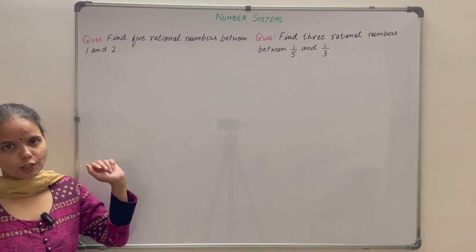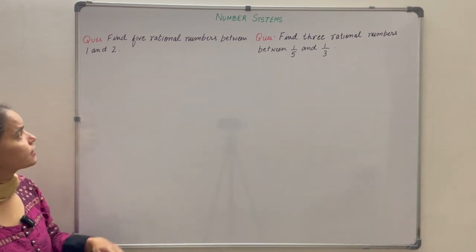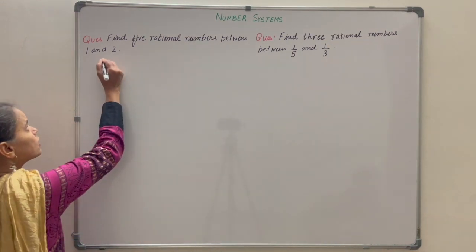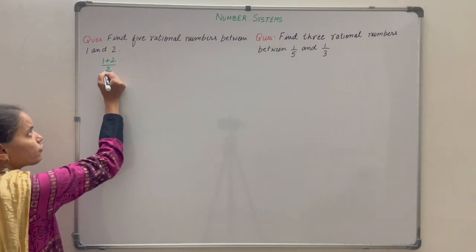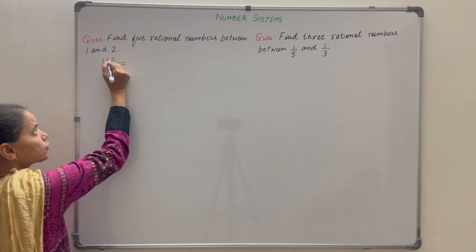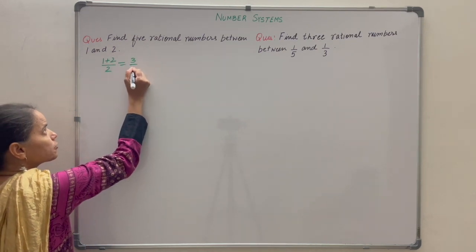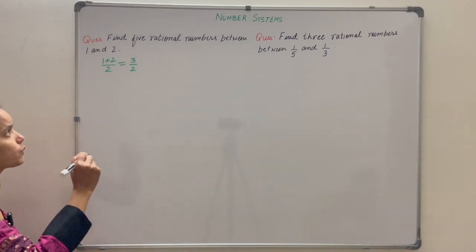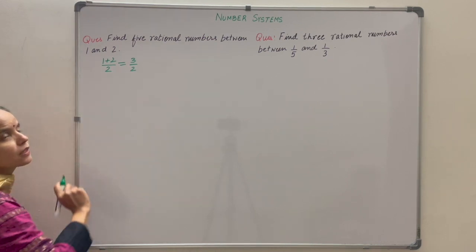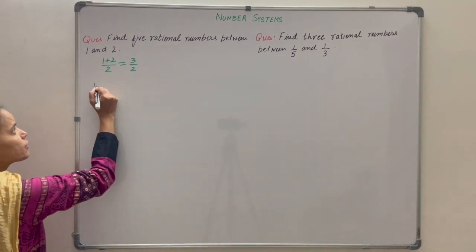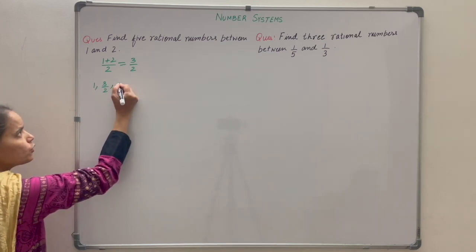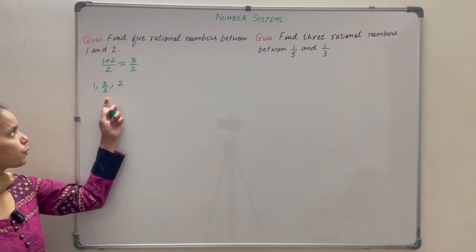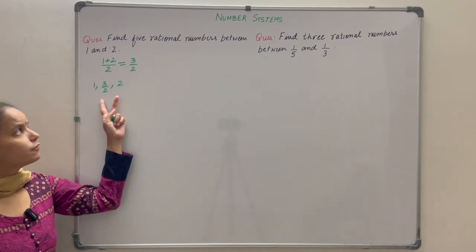So here we have got only 2 observations. So let us add these 2 numbers, 1 plus 2, and divide by 2. This is the sum of observations divided by the number of observations, which is 2. So 2 plus 1 is 3, 3 by 2. So we got one number between 1 and 2, that is 3 by 2. What is the value of 3 by 2? 1.5. And you know that 1.5 lies exactly between 1 and 2.